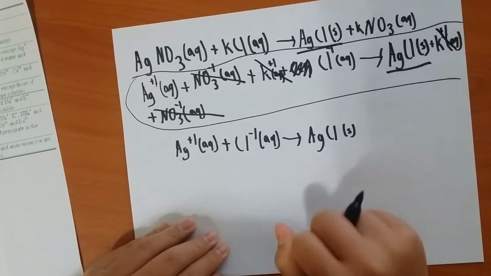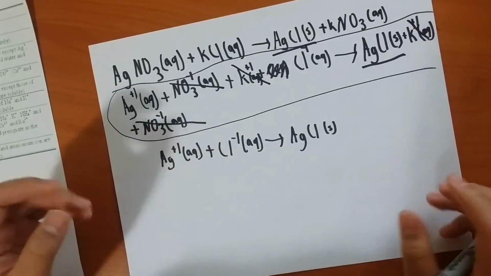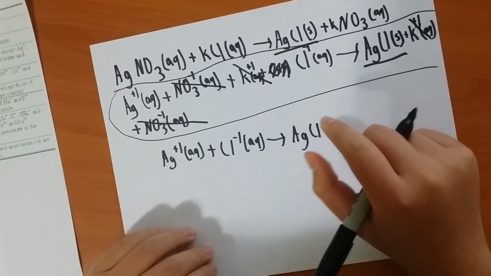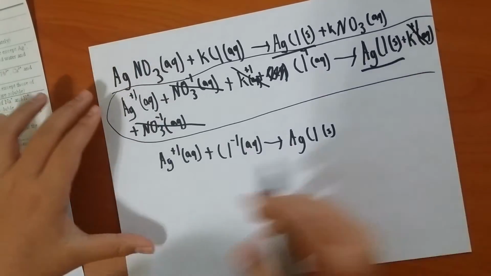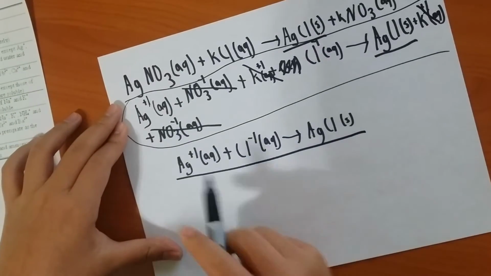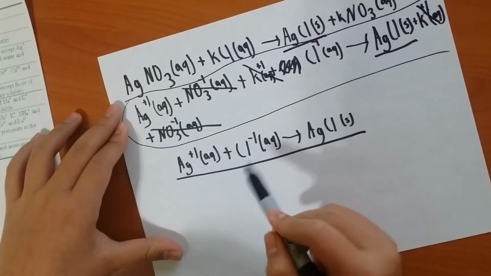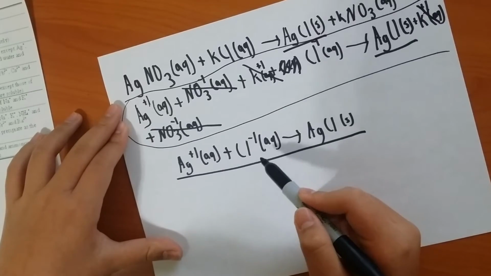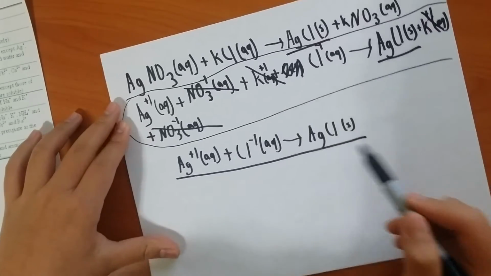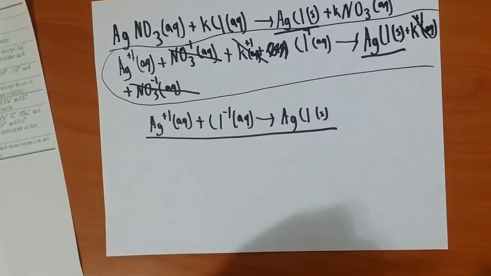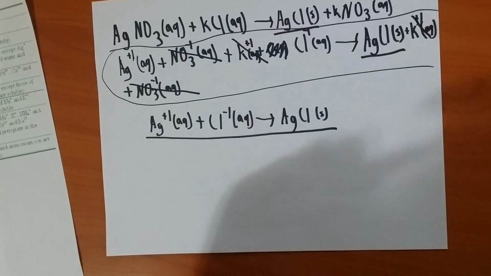Cl, there's nothing the same, and we just take the crossed out ones and then put the ones that aren't crossed out together, which is this. So Ag plus 1 aqueous plus Cl negative 1 aqueous yields AgCl solid, and that should be all.